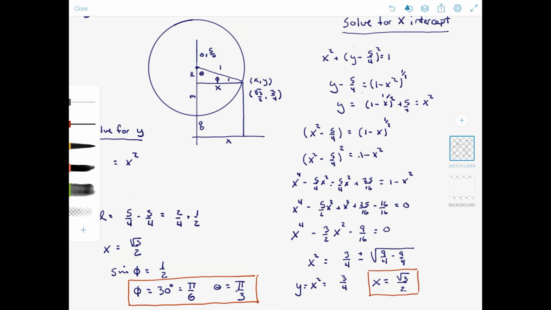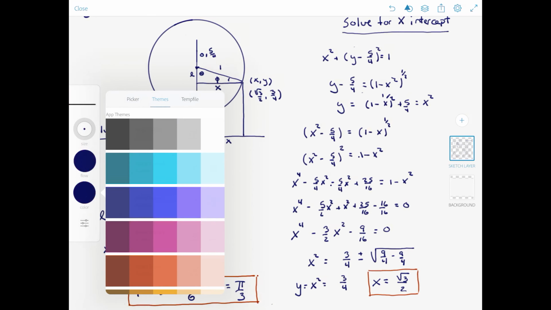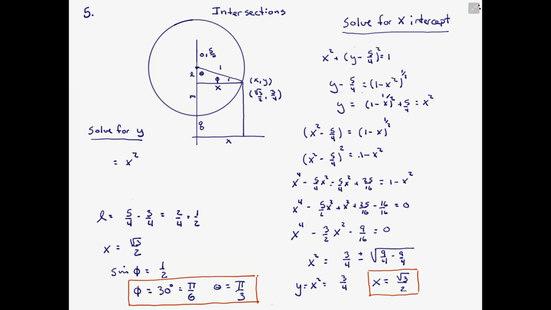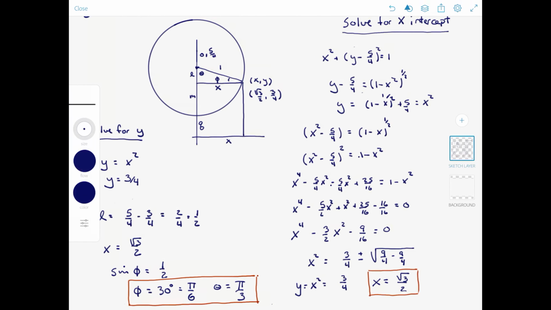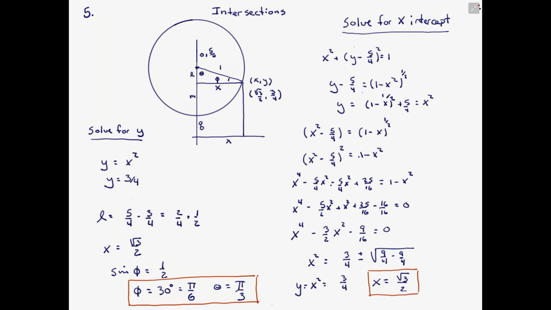So basically what I did there was I took my x answer for the x-intercept between the circle and the parabola, and then plug that into y equals x squared, and that gives us y equals 3/4. And so that gives us all the information we need to get the angles and to get the intercept coordinates. So now we have everything that we need.